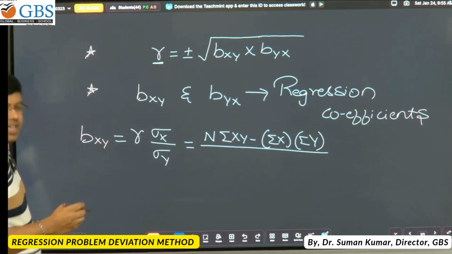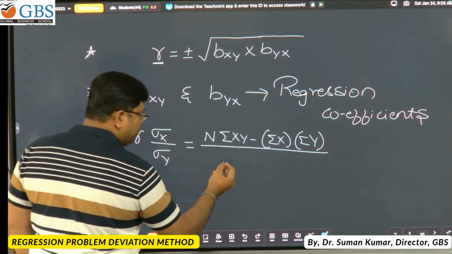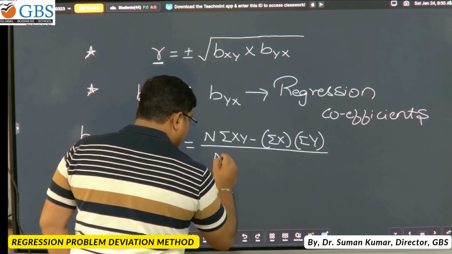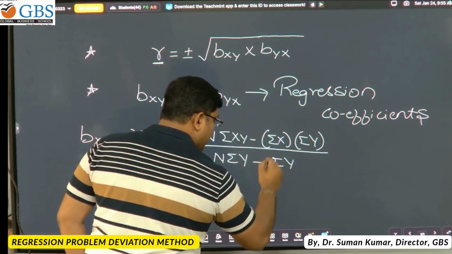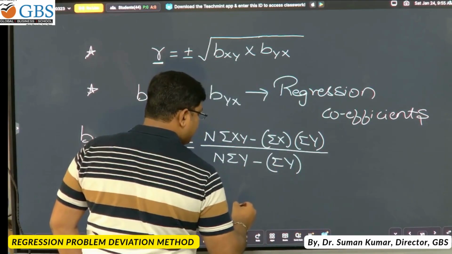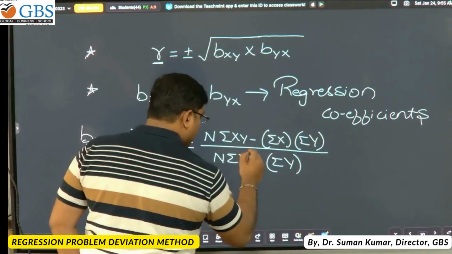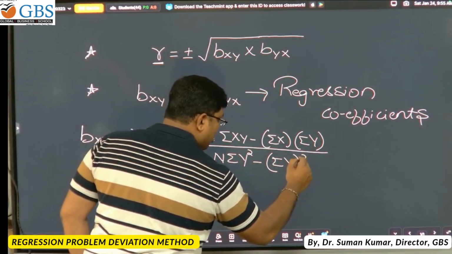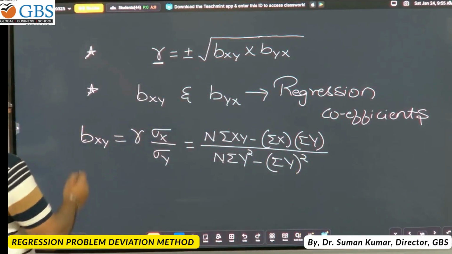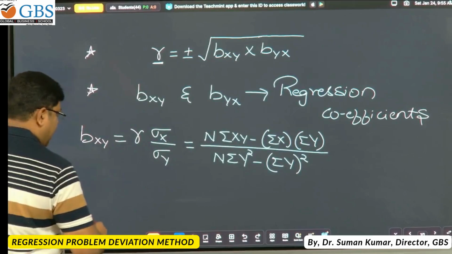Are you understanding? So what to write? Can you please tell? N into summation y square minus summation y whole square. This is the formula.